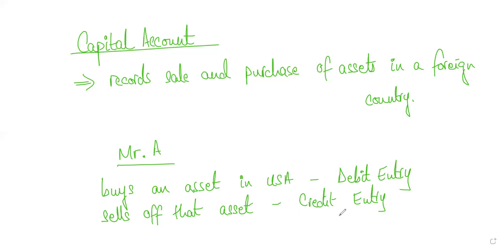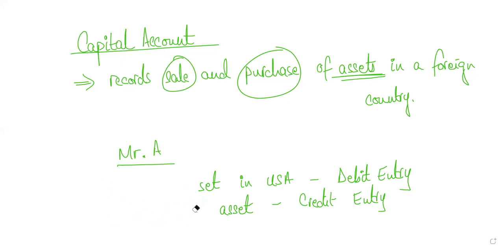So the capital account, unlike the current account, which has multiple subsections, has no subsections. There is only one type of transaction that is recorded in capital account, and that is sale and purchase of assets. That records only sales and purchase of assets in a foreign country. Easy? Students, any confusion so far? Is this clear or not?